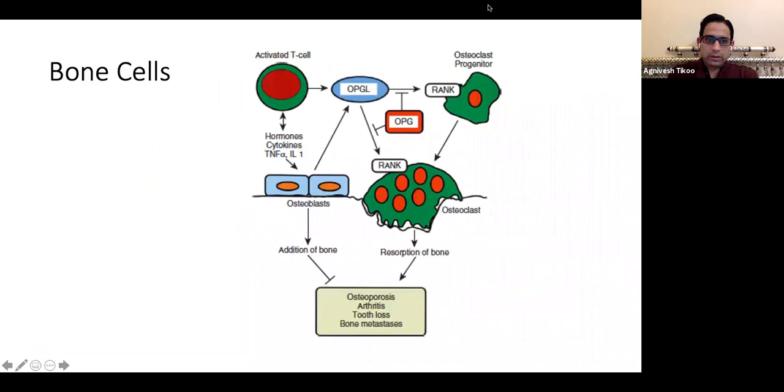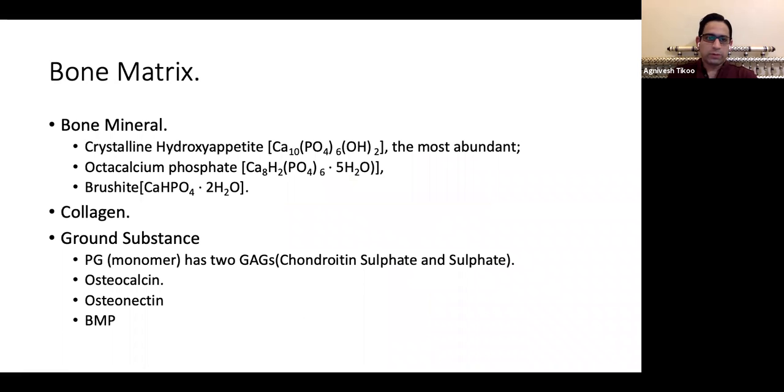Bone cells form this complex structure. In general, we should know about these terms: one is RANK, and one is RANK ligand. RANK ligand is expressed on the cells, and these cells can be converted into osteoblasts if there is adequate stimulation. If there is RANK, then they form osteoclasts. This is how they work. Osteoblasts help in deposition, and osteoclasts help in resorption of the bone.